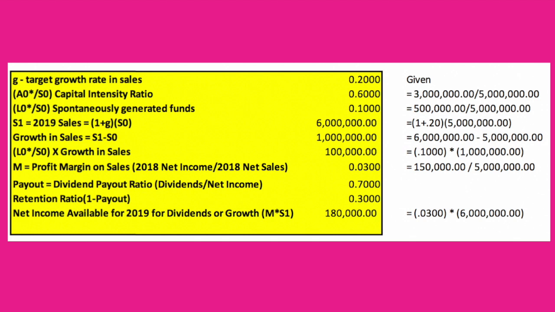The target growth rate in sales for 2019 is given at 20% or 0.2000. We can easily solve for the rest of the requirements. Please check the right side of the page to get the solutions for the answers. Kindly note that in getting the spontaneously generated funds, we did not use the entire 1 million of total liabilities. We have excluded the notes payable because this is not part of the spontaneously generated funds. We can only include the accrued payable, which is 250,000, plus the accounts payable of 250,000.